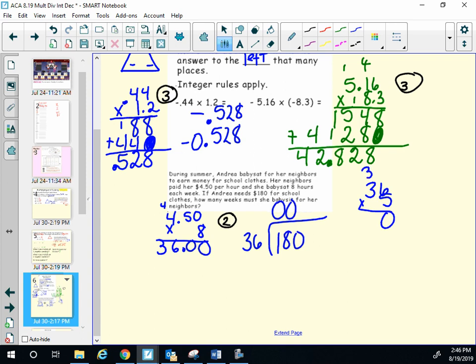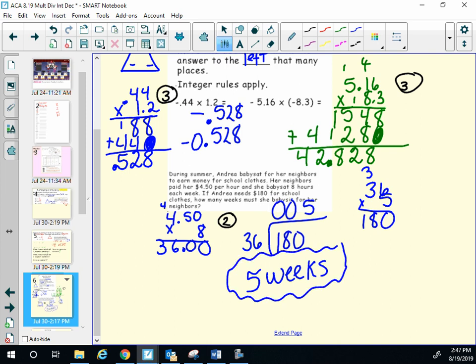5 times 3? 18. What's the 3? 18. So she had a good idea. She says that she starts at 5 because that's in the middle, and then that gives you an idea if you need to have more or less. So 5 weeks, she'll have $180.